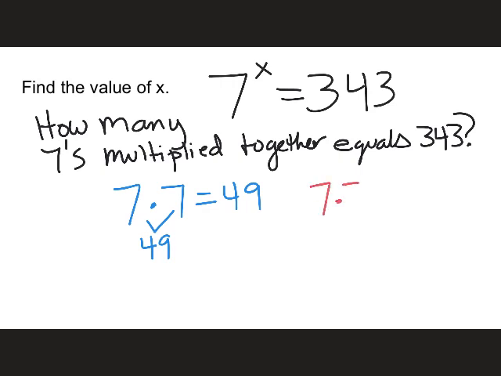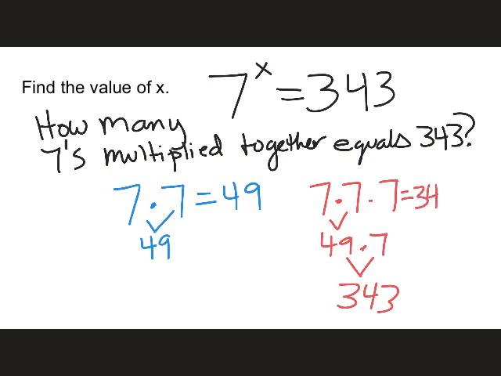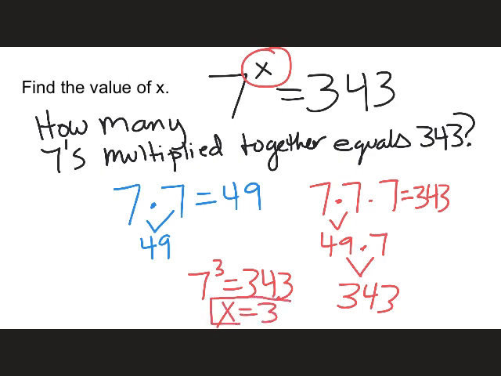We can try another 7. So 7 times 7 times 7. That would be 49 times 7. And 49 times 7 is, in fact, 343. So 7 times 7 times 7 equals 343. That means that 7 cubed equals 343, which means that that x from the beginning up there equals 3, because that was our missing number.